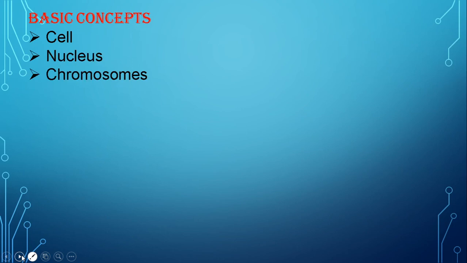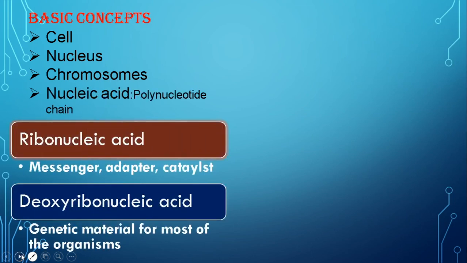What is the nucleus or the nuclear material made up of? It is made up of chromosomes that we have always been talking about. The number of chromosomes marks the identity of a species. Now what makes up the chromosomes? Chromosomes are made up of nucleic acids, which are of two types, ribonucleic acid and deoxyribonucleic acid. Nucleic acids are made up of polynucleotide chains.